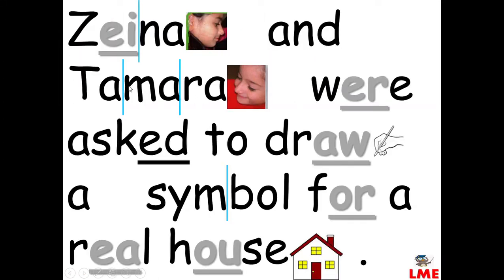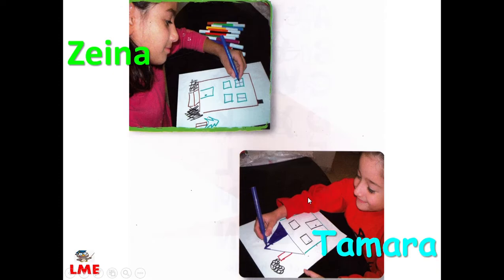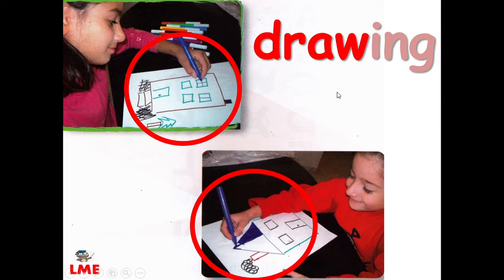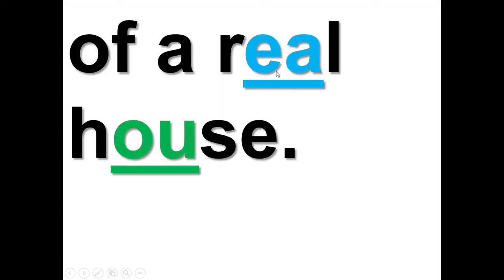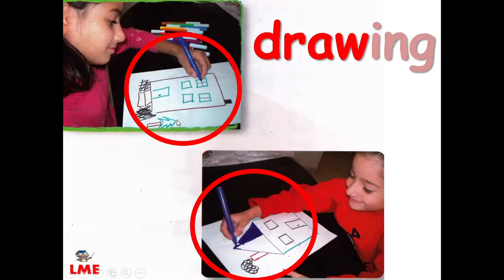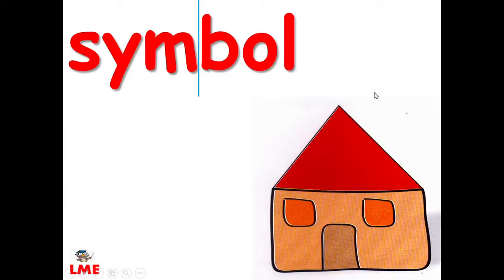Zaina and Tamara were asked to draw a symbol for a real house. So Zaina and Tamara are making a drawing of a real house. So their house drawing is called a symbol.